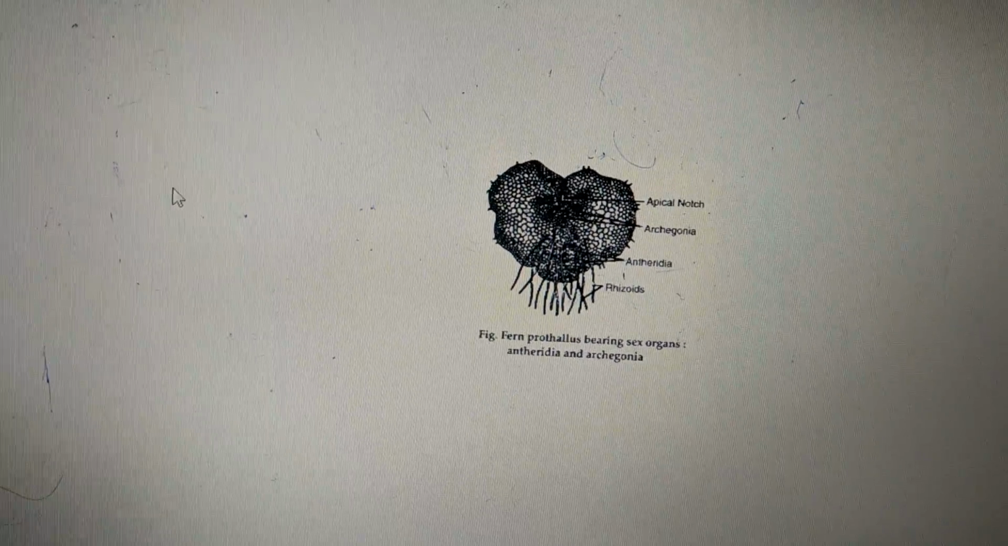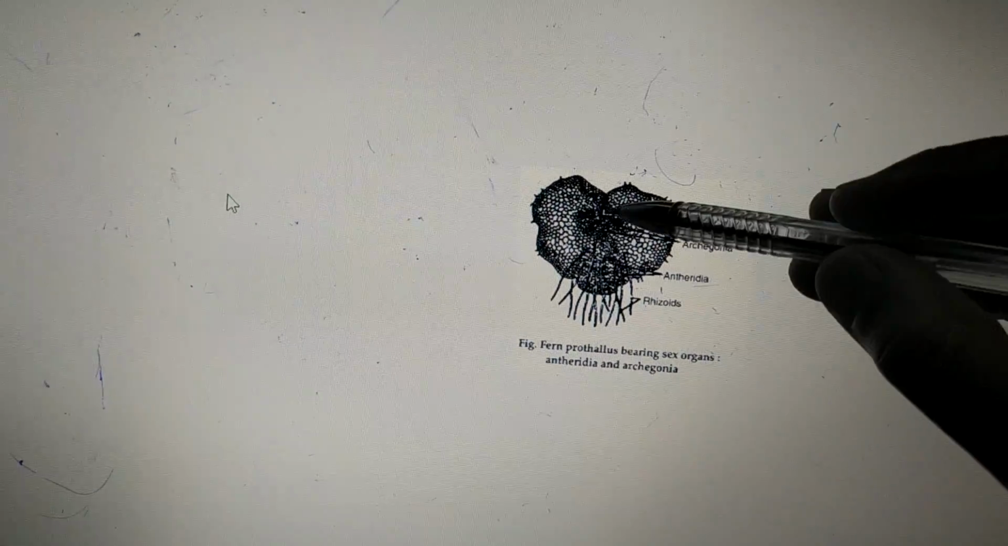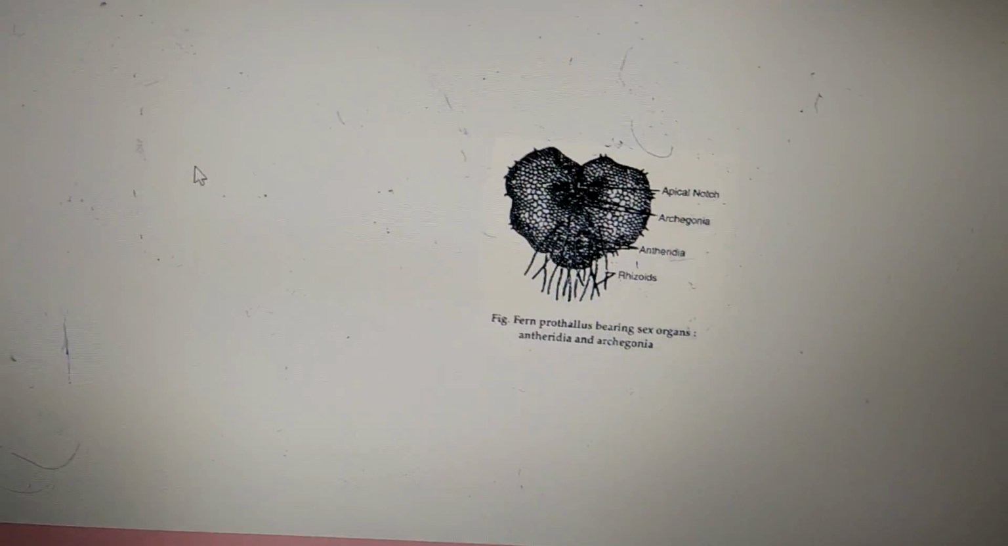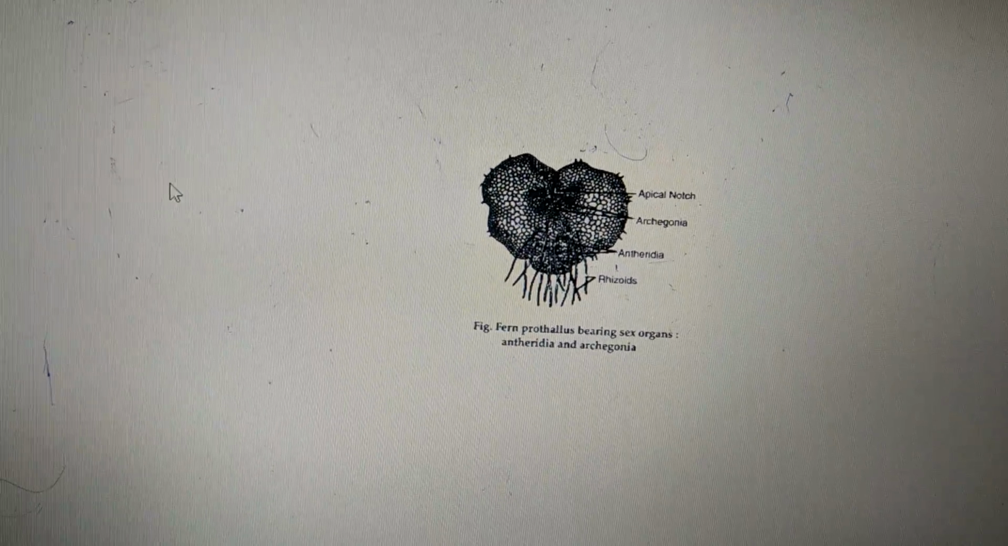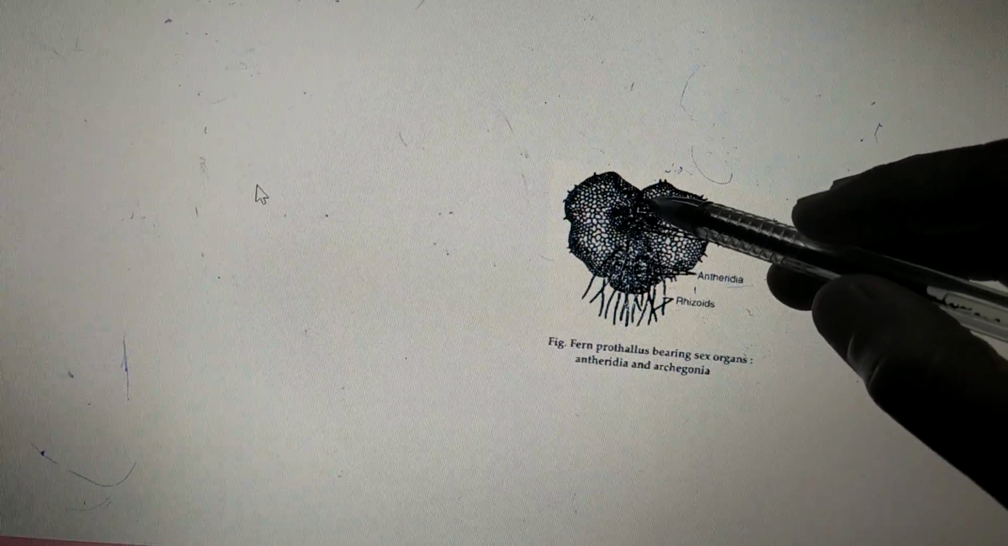Now it has got some regions called what? Apical notch. Here this region is nothing but the apical notch. This is the region where it is going to grow because of the presence of the meristematic cells. Now the gametophyte of Adiantum is heart-like in shape. It has got a notch where the growing point resides. Why does the growing point reside here? Because of the presence of apical meristems.